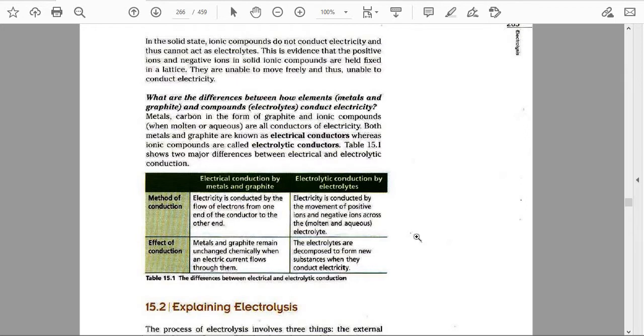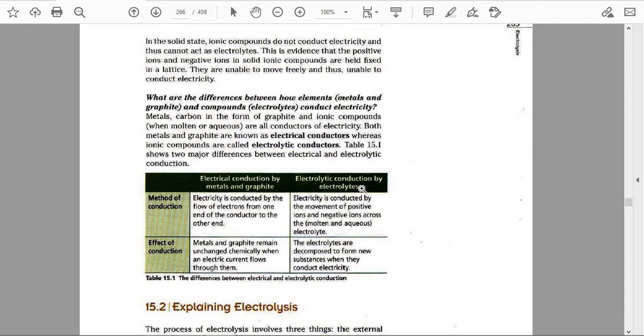So you have this table that shows two major differences between electrical and electrolytic conduction. Let's see one by one. This one, electrical conduction by metals and graphite. Method of conduction: you can see that electricity is conducted by the flow of electrons. Highlight this one: electrons can move from one end of the conductor to the other end.